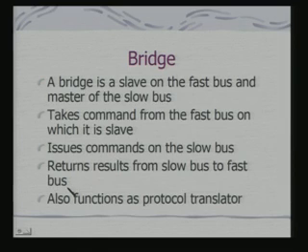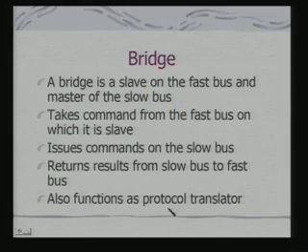Its basic responsibility is returning results from the slow bus to the first bus, as well as if something has to be put from the first bus to the slow bus. It also functions as what is called a protocol translator, because I can have the two buses working with different transaction protocols. So, a request from one bus has to be translated into a request compatible with the protocol of the slower bus. So, that translation is also carried out by the bridge.